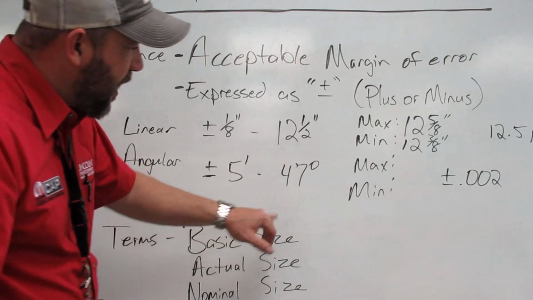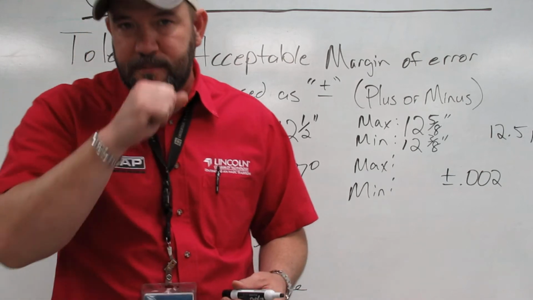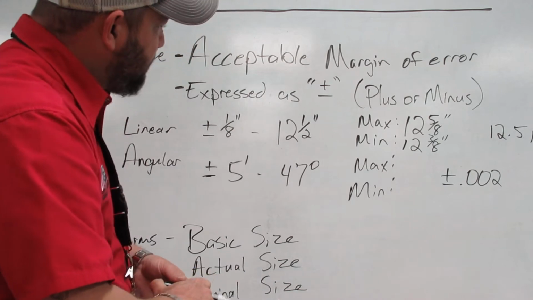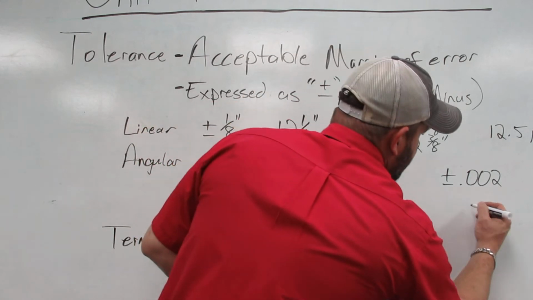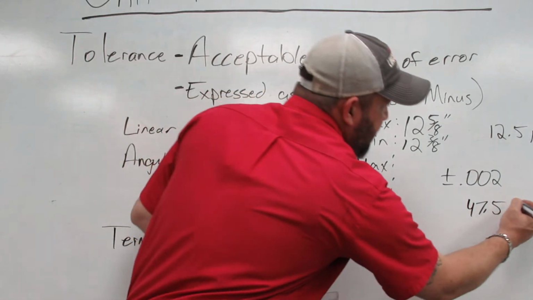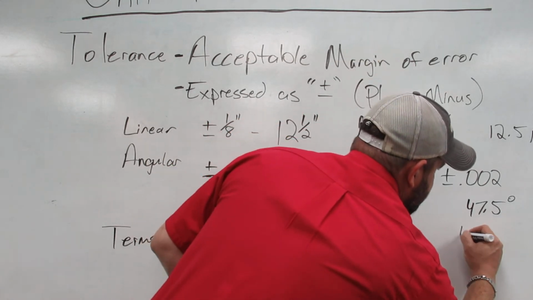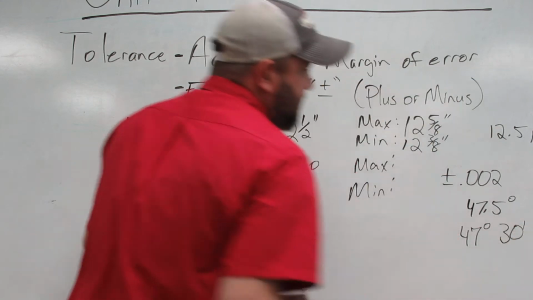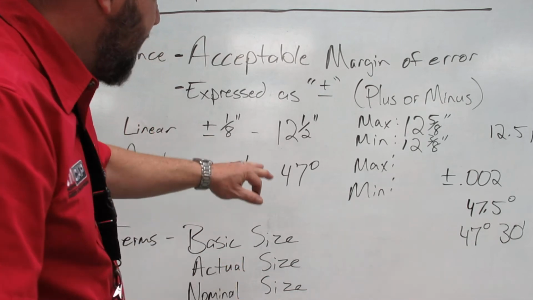Now, angular dimensions. A lot of people don't know that every degree is broken up into 60 equal parts, just like an hour is broken up into 60 minutes. So 47 degrees. Let's say we had 47.5 degrees. Another way to say that is 47 degrees and 30 minutes. Minutes are your unit of measurement on an angle.